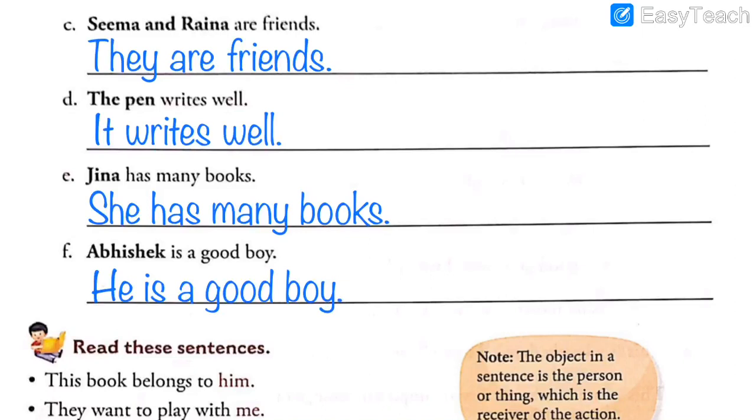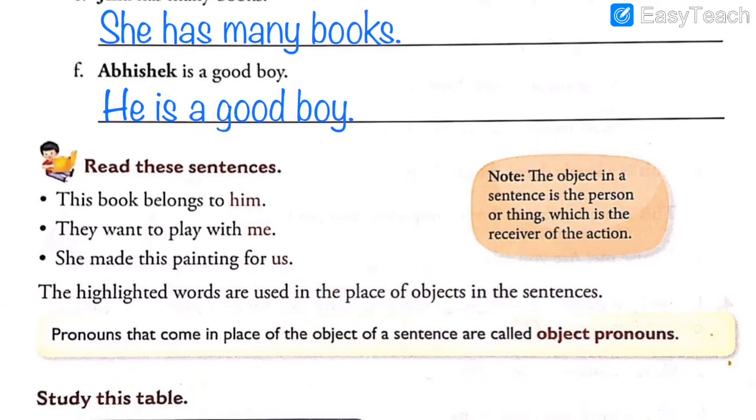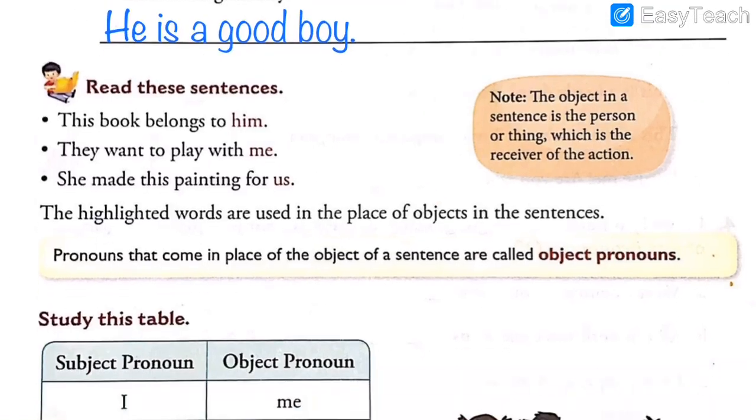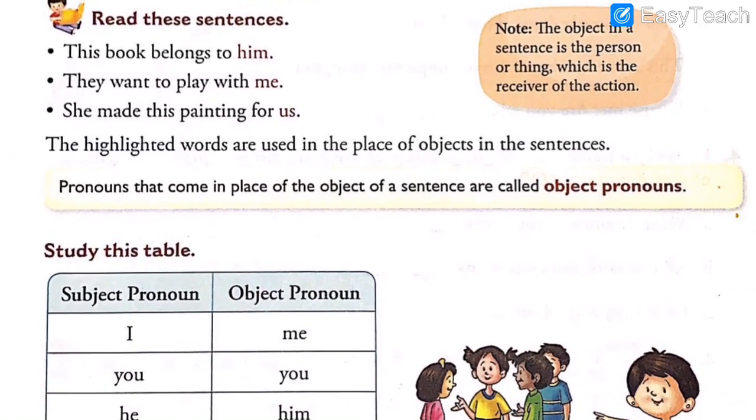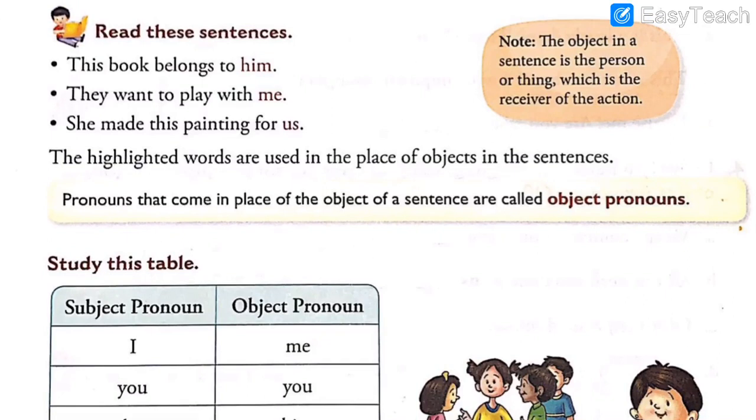Now moving ahead to the next one, that is object pronouns. I told you in the beginning of the video that today we are going to learn the concept of subject pronouns as well as object pronouns. So let us read these 3 examples which are given over here. Number 1, this book belongs to him. They want to play with me. She made this painting for us.